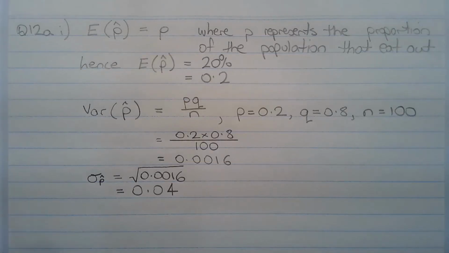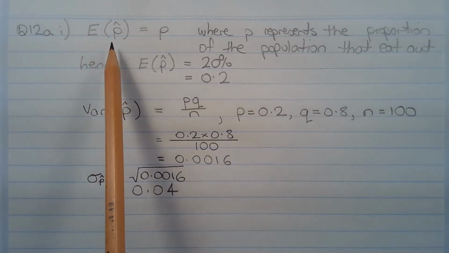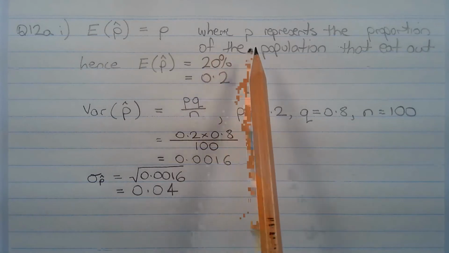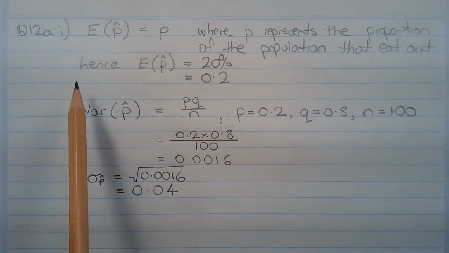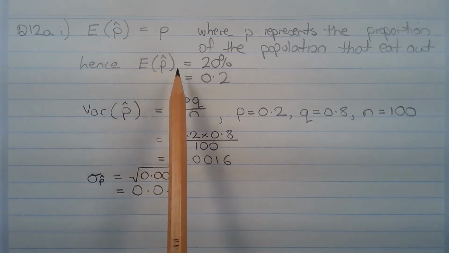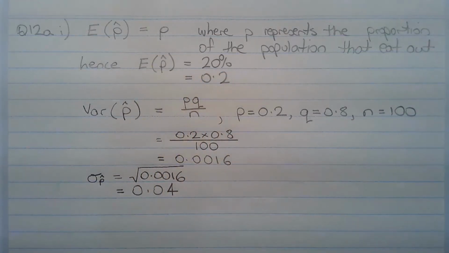The mean or the expected value of the sample proportion p hat is equal to p, where p represents the proportion of the population that eat out regularly. Hence, the expected value of p hat is equal to 20% or 0.2.